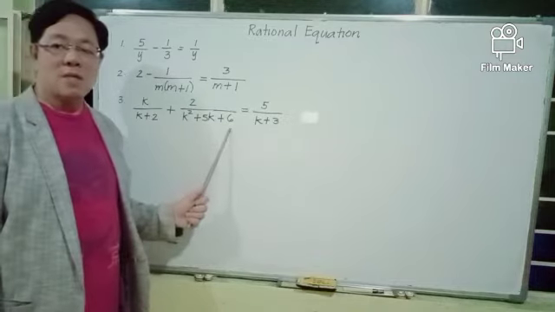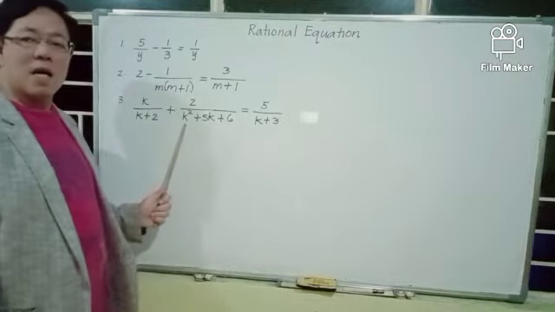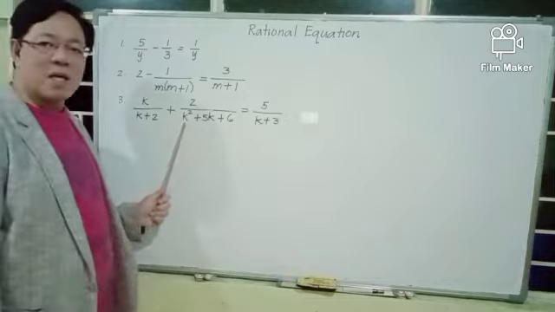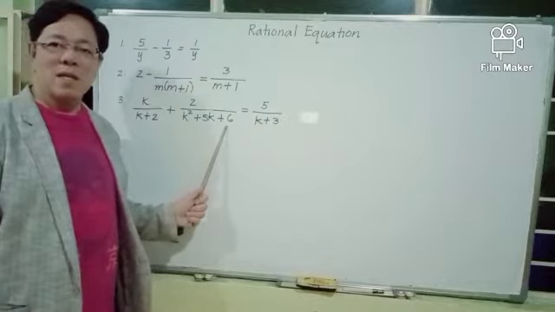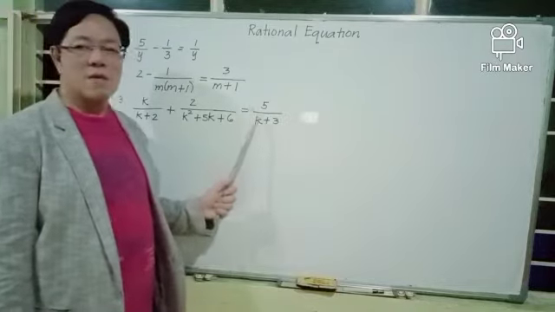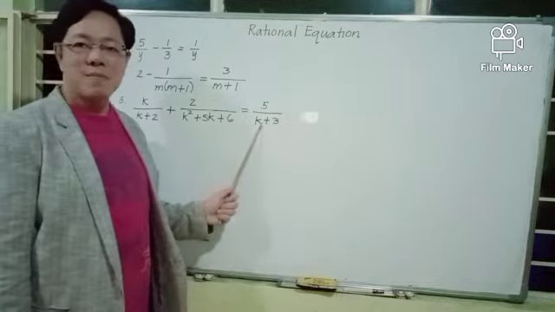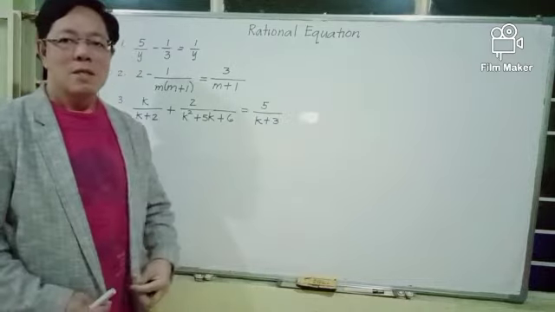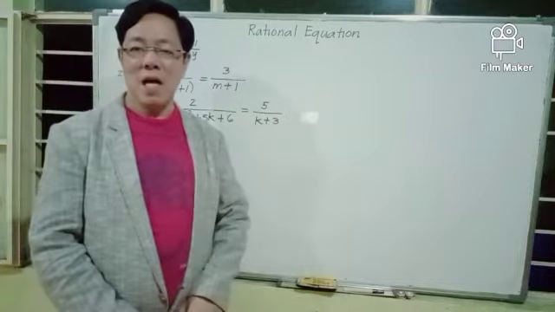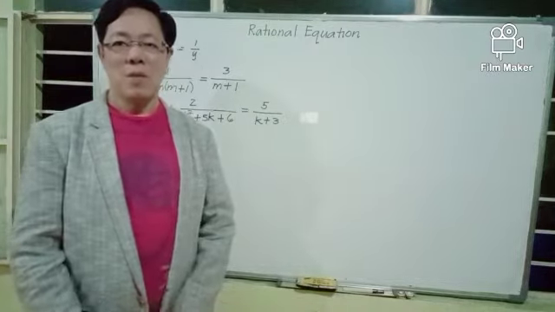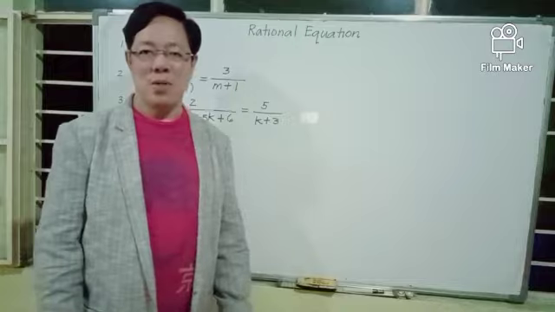And this trinomial, this algebraic expression, is said to be quadratic in k because the highest exponent of k is 2 and the variable is k. The right-hand side is a rational expression because it is a ratio of a constant 5 and the binomial k plus 3. To solve a rational equation, you must first eliminate the denominators by multiplying both sides of the equation by what is known as the lowest common denominator.